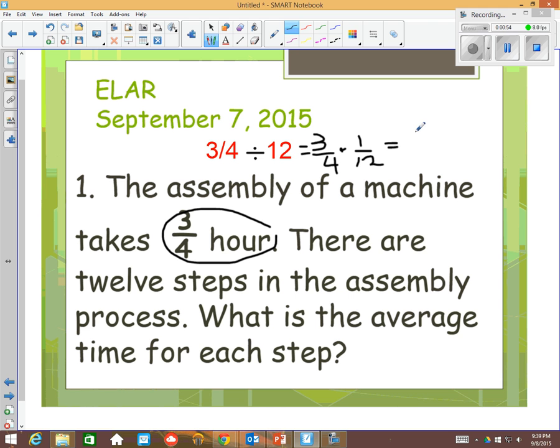Multiplying straight across, you get 3 over 48. And you can reduce it by dividing each number by 3, and that gives you 1 over 16.